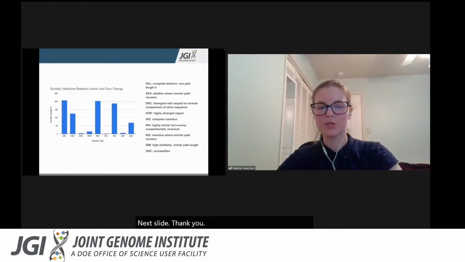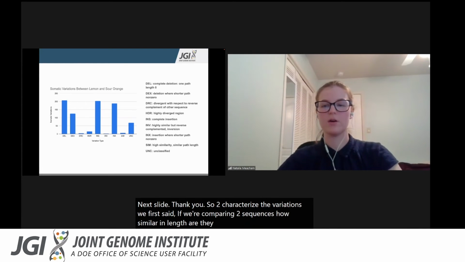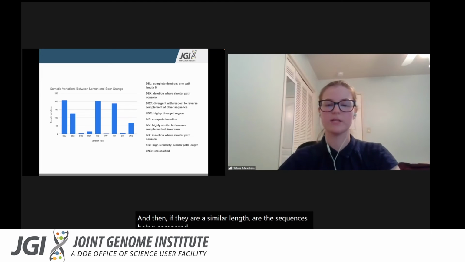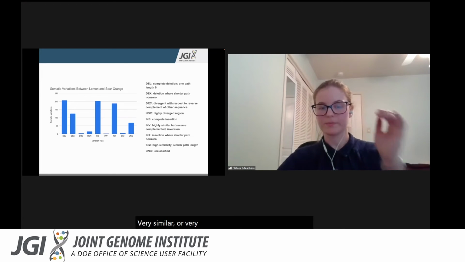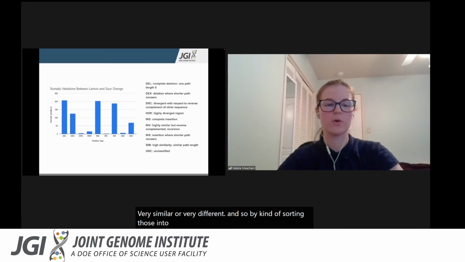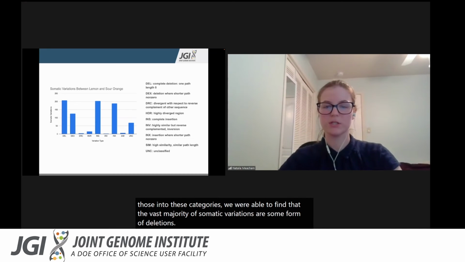Thank you. So to characterize the variations, we first asked, if we're comparing two sequences, how similar in length are they? And then if they are a similar length, are the sequences being compared very similar or very different? By sorting those into these categories, we were able to find that the vast majority of somatic variations are some form of deletions or some form of insertions. Next slide.